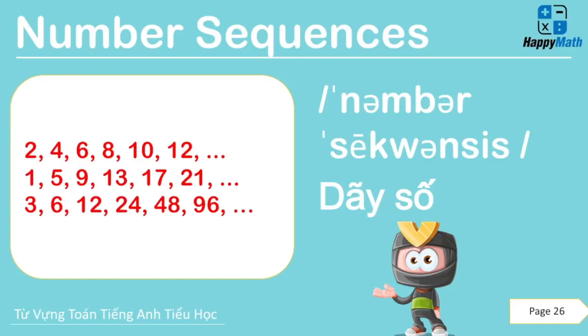Number sequences. The exercise about number sequences, when you are given some numbers, and then you have to predict the next number. For example, 2, 4, 6, 8, 10, 12, and so what is next in here? Of course, it's 14. That's something like this with the next two sequences.